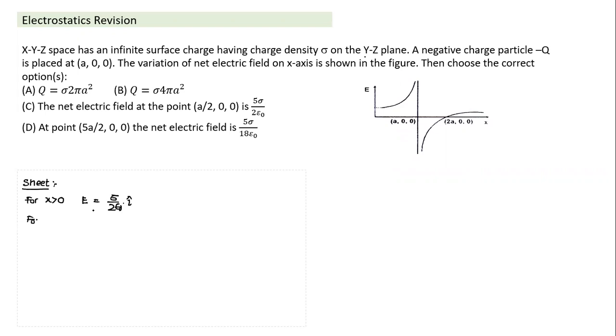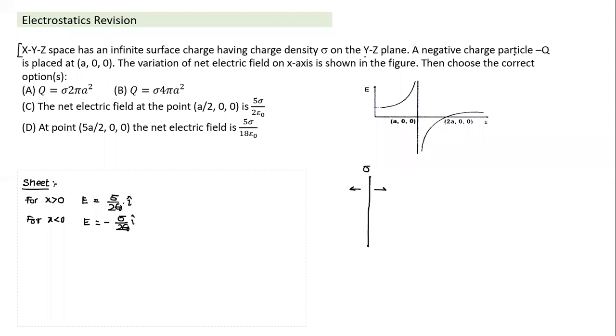And for the other side of the sheet, if charge density is sigma, this is how the field is. So we know how to write that one. For x less than 0, the field will be the same magnitude but in the opposite direction. This is how the field is, right? But this is not the only charge. We can always use superposition. So we can calculate the field due to the surface charge first.